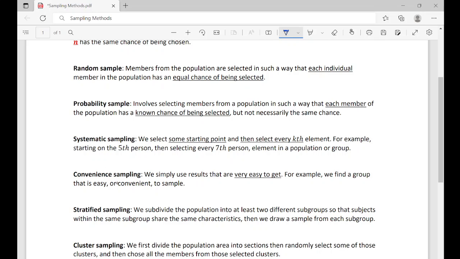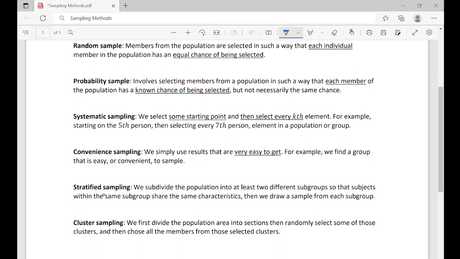Next is a convenience sampling, and it's just like the name sounds like, it's just done for convenience. So we're simply going to use the results that are very easy to get. So let's say we want to just get a group of people, sample them at the local college or the local store, something that's convenient and close to you. So that's all it is. You're not going outside and making it too difficult. It's just something convenient.